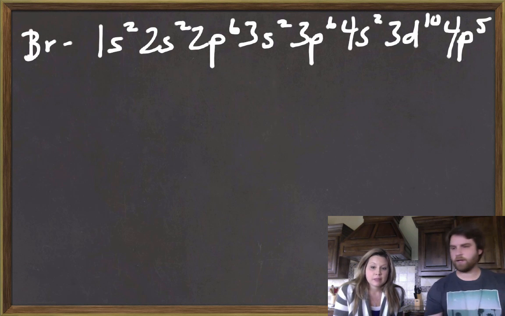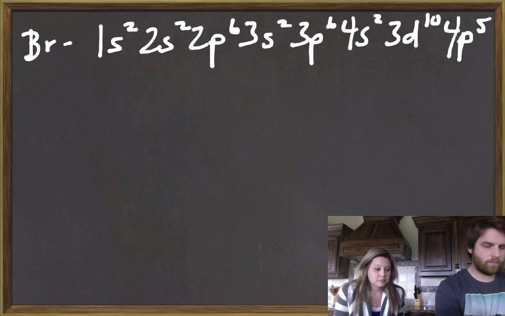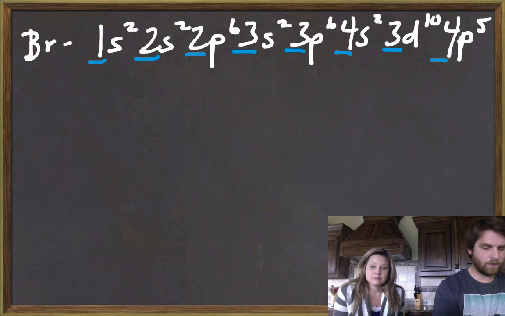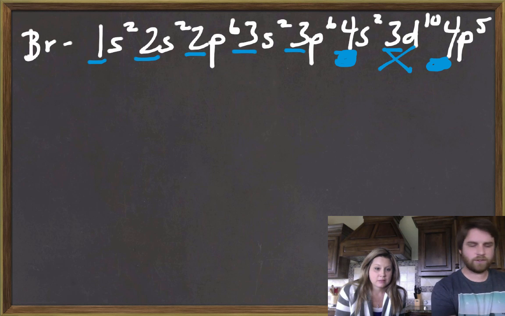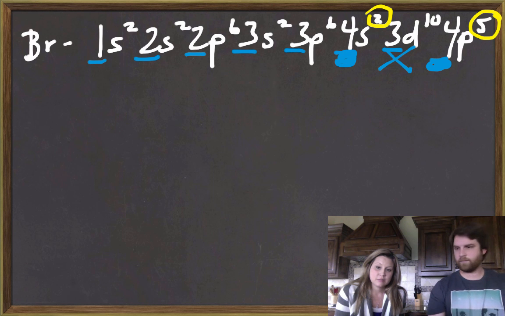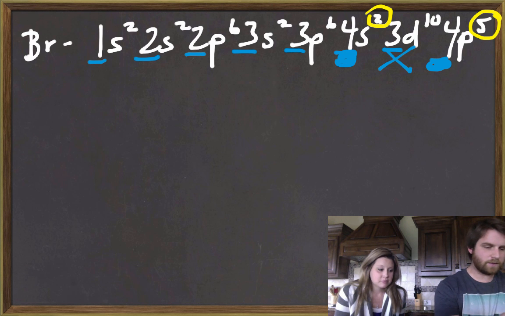Okay, this one's a little more complicated because we've got that d orbital in there. But let's look. We've got energy levels 1, 2, 2, 3, 3, 4, 3, 4. Which one is the highest energy level? 4. This 4 right here and this 4 right here. I don't care about the 3d, because it's in a lower energy level. So just the outermost S and P. We've got 2 here and 5 here, so we have 7 total valence electrons.